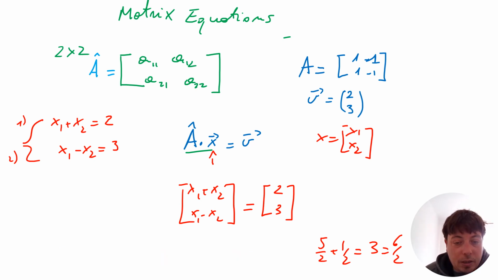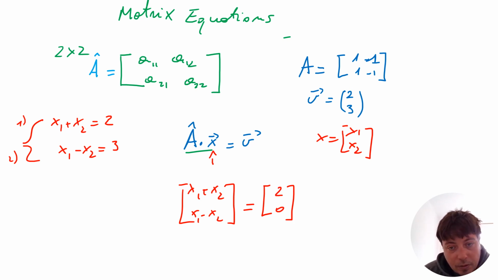If it were, just saying, for example, 2 and 0, that's easy to guess. If we get 2 and 0, you know that x1 is equal to 1 and x2 is equal to 1 as well, because if you sum them you get 2, and if you subtract them you get 0. Okay, so this was an easy one to guess. I'm not saying that you should guess, but I'm saying that it depends.